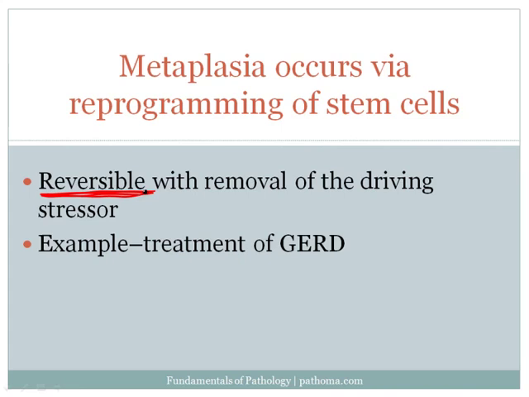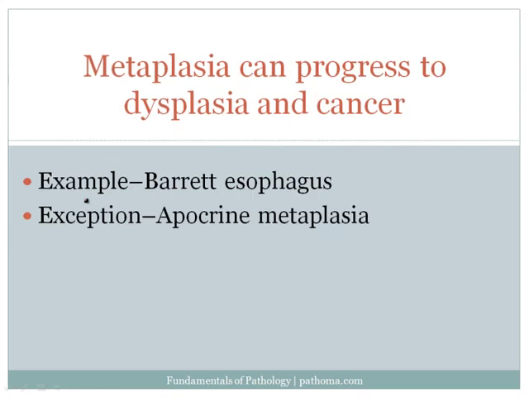Let's just take a very simple example. If we've got gastroesophageal reflux disease and we've got acid shooting up into the lower 1/3 of the esophagus, that's going to result in a columnar, non-ciliated, mucinous metaplasia. If the acid reflux is ceased, for example via some sort of therapeutics, then the decrease in acid will result in reprogramming of the stem cells back to their original squamous type, and the metaplasia will then reverse. So the key take-home point from this slide is that metaplasia is reversible.